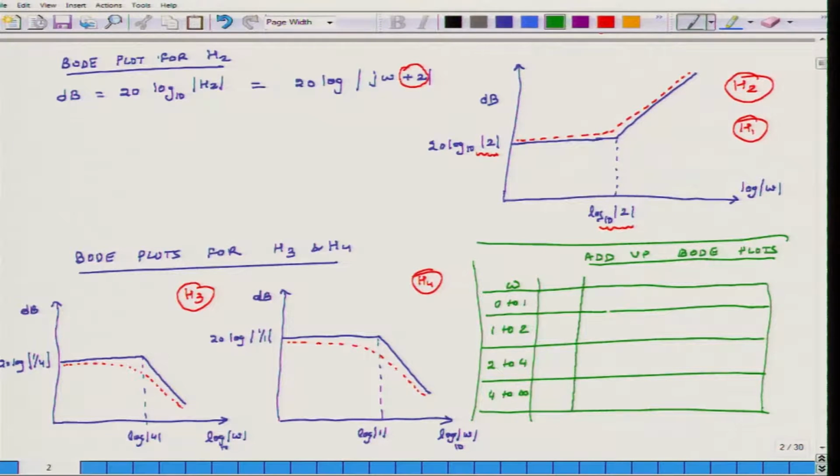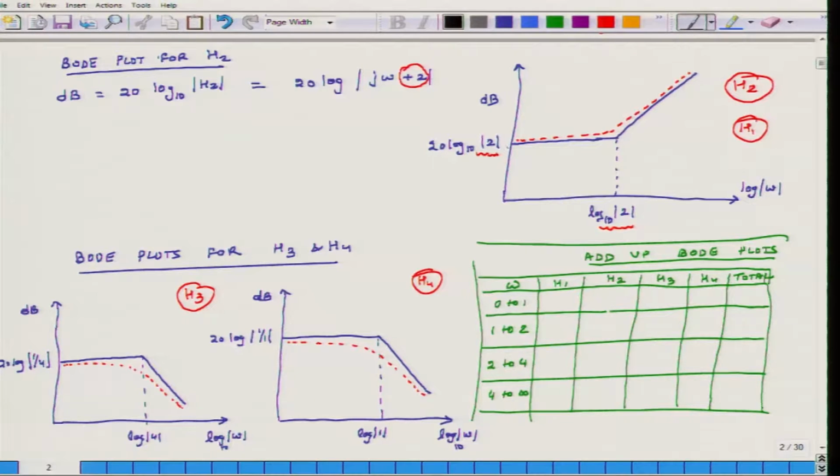So, I will fill up this table. What we are going to do is list down the contributions of individual transfer functions H1, H2, H3, H4, and then total it up. So, the contribution from H1 in the range 0 to 1.